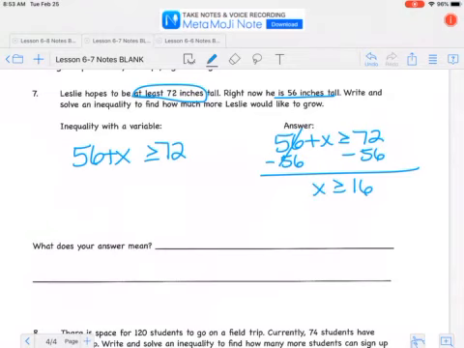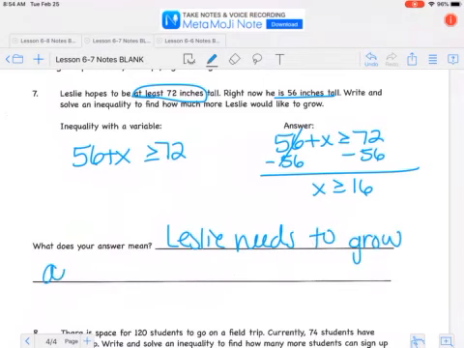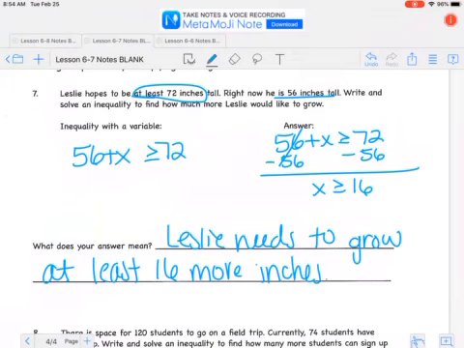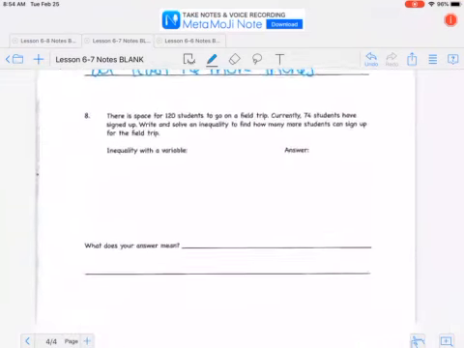So this would mean that Leslie needs to grow at least 16 more inches.